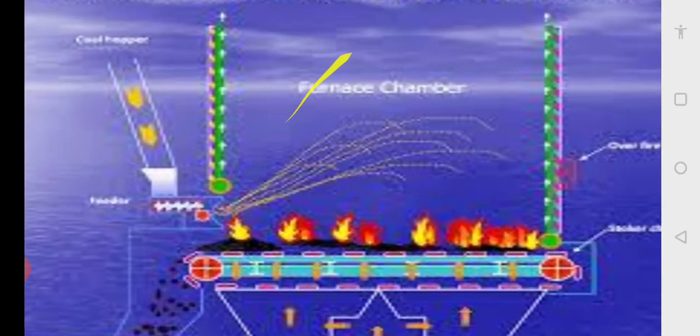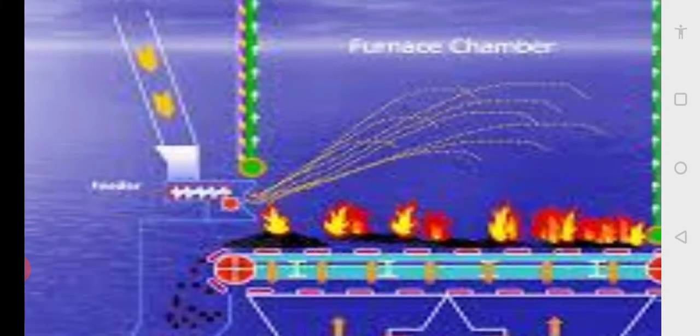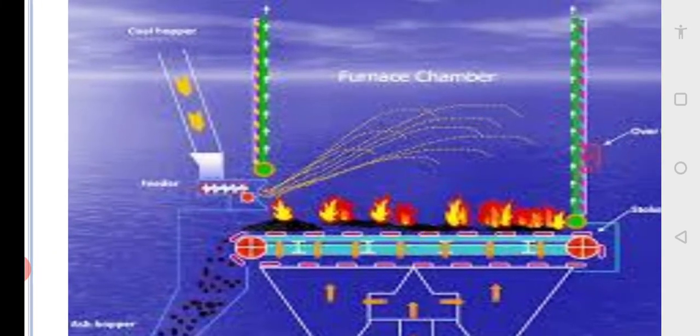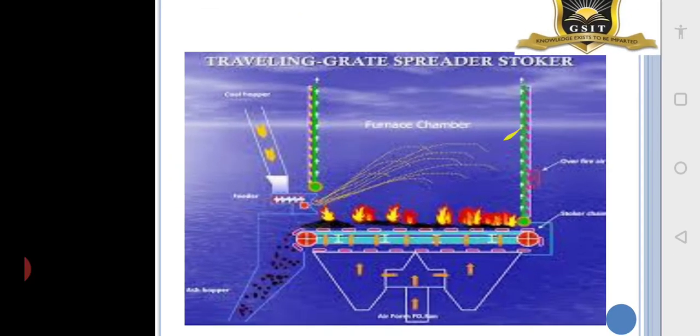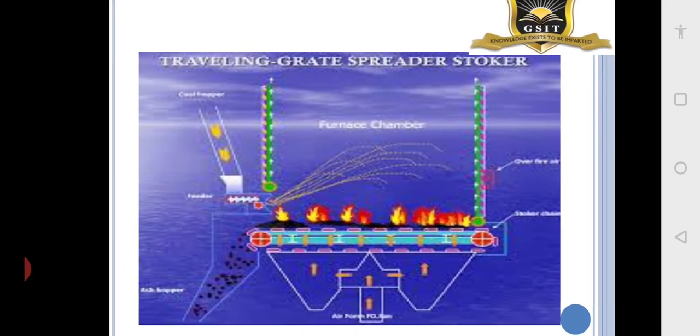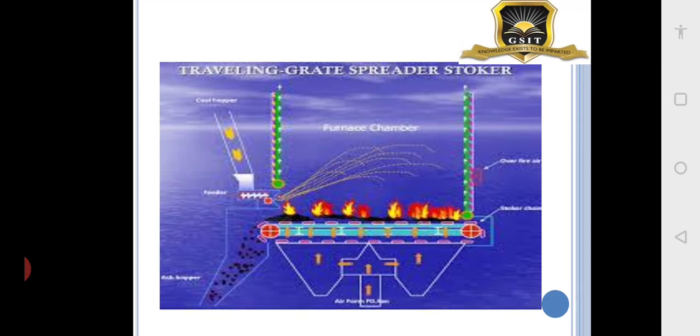Spreader means, as I was telling, you can see this screw and this device here. This is spreading the coal. You can see it is spreading the coal throughout the grate. So this is known as a spreader stoker, and the grate is traveling, so it is also known as a traveling grate with a spreader stoker. Stoker means for supplying the coal, and grate is the equipment which holds the coal.